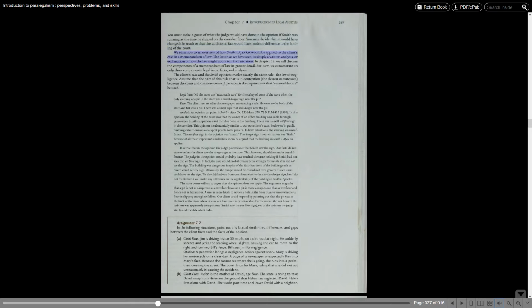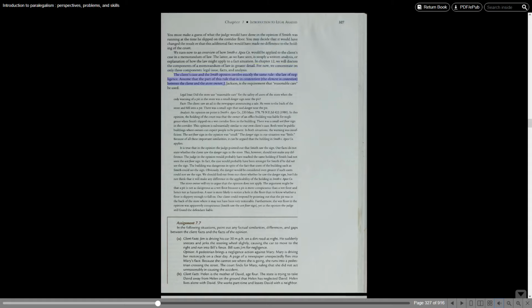We turn now to an overview of how Smith v. Apex Co. would be applied to the client's case in a memorandum of law. The latter, as we have seen, is simply a written analysis or explanation of how the law might apply to a fact situation. In Chapter 12, we will discuss the components of a memorandum of law in greater detail. For now, we concentrate on only three components: legal issue, facts, and analysis.